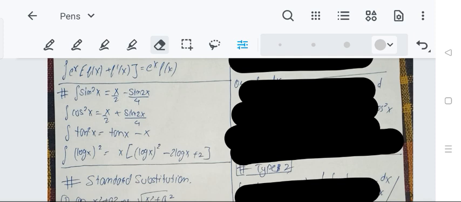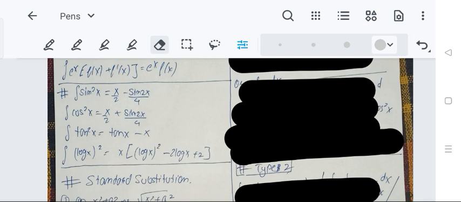Just remember the integration of sine square x and the integration of tan square x. That is easy: the integration of sine square x is equal to x by 2 minus sine 2x by 4. The integration of cos square x is equal to x by 2 plus sine 2x by 4. For cos square x, you can just write 1 minus sine square x. Then the integration of tan square x is equal to tan x minus x. If you simply remember sine square x, by manipulating you can find tan square x also. And the integration of log square is not needed.